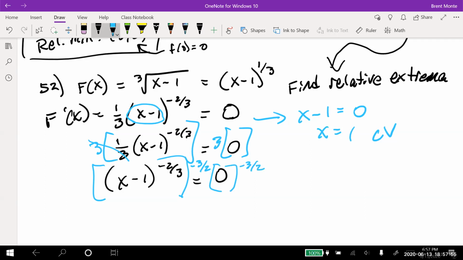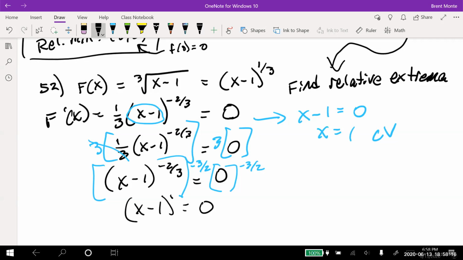And so now on the left, I just get x minus 1, and it's to the first power if you want to think that way. We usually don't write that. But 0 to any power is just 0. Now the 2 on the bottom means the square root. Oh, the square root of 0 is 0. The 3 on top means I cube it. Oh, 0 cubed is just 0.